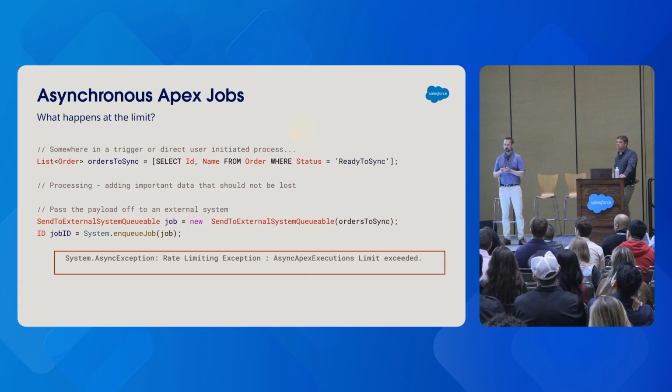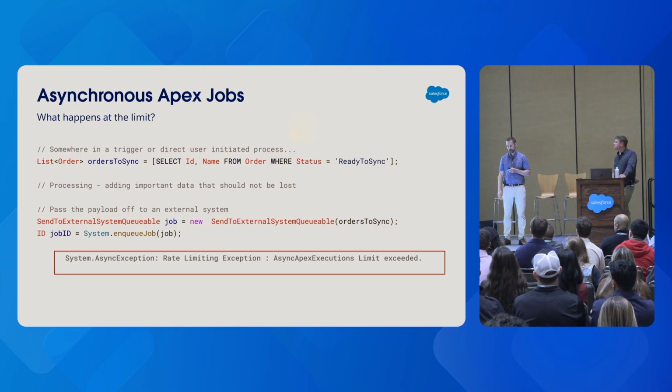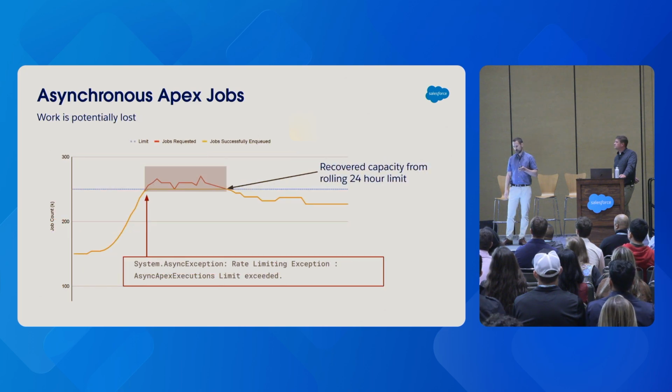You could write code that somehow stashes this data away somewhere and write some other async scheduled job that picks it up later when there's capacity again. But in practice, this is extremely hard to react to, and it's very difficult to write code that reacts to the limit being hit. So let's look at what this looks like today on a graph.